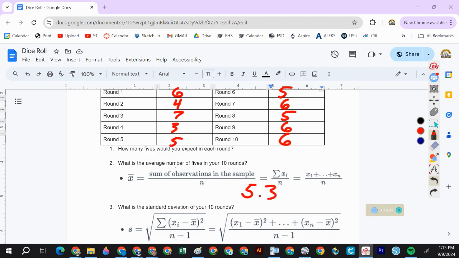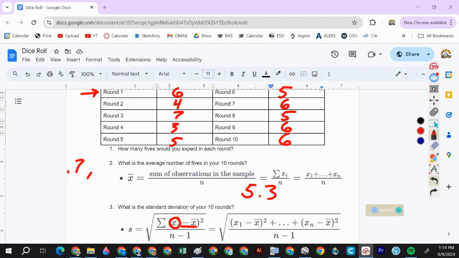So how do I calculate the standard deviation? Well, the formula looks really complicated and it is kind of a mess. But it says take every x sub i, meaning the value for any particular round, and subtract the average. Now, some of these numbers are going to be positive and some are going to be negative. Okay? So, what are my differences? So what is my difference here? 0.7. So 6 minus 5.3 is 0.7.